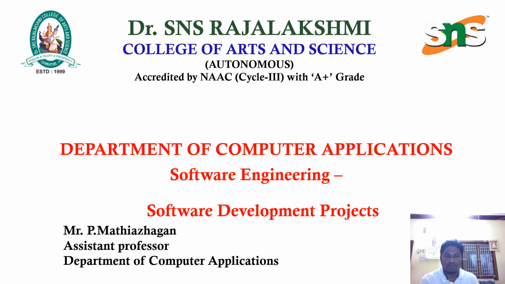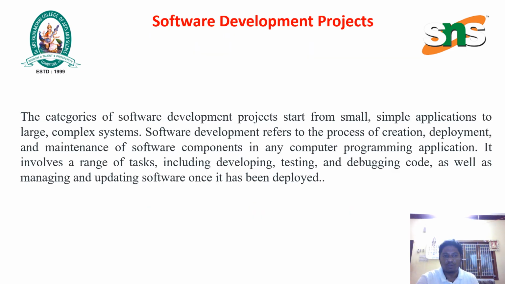So, software engineering, software development projects. How to develop a software project in software engineering? The categories of software development projects range from small, simple applications to large, complex systems. Software development refers to the process of creation, deployment, and maintenance of software and software components in any computer programming application. It involves a range of tasks, including developing, testing, and debugging code, as well as managing and updating the software once it has been deployed.